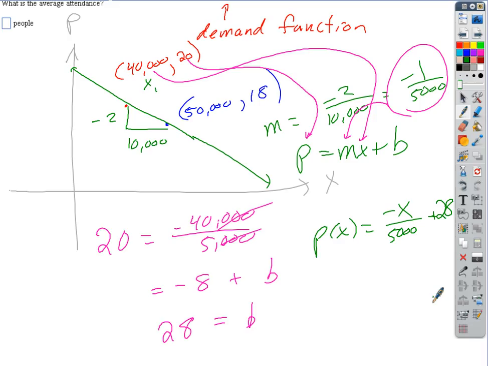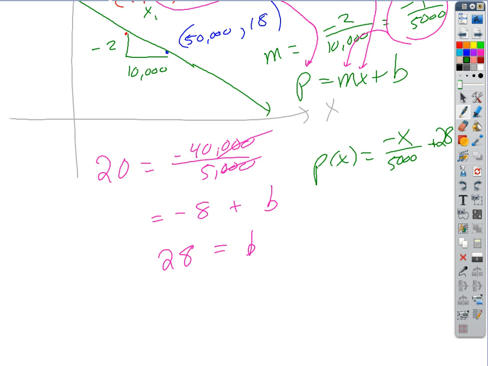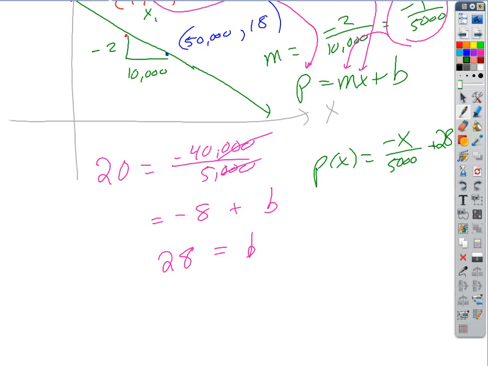So now we can plug this back into our original. Our real goal here is this, so let's go to the next page. Negative x over 5,000, that's just m times x, where m is negative 1/5,000. Plus b, we discovered b was 28. If we plug that into our function, we've got our demand function.